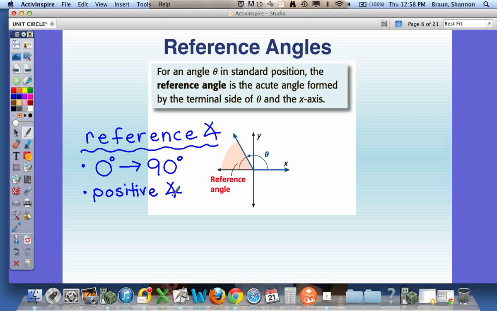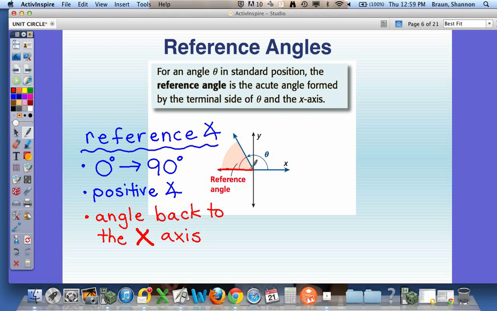Okay. And what the heck is it? Well, a reference angle is the angle that gets us back to the x-axis. If you're looking at the diagram up here on the board, the blue angle is the actual angle. That's theta that we're looking at. And this shaded area here in beige, that's the reference angle. It's the angle back to the x-axis right here.